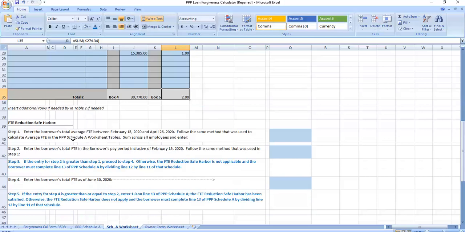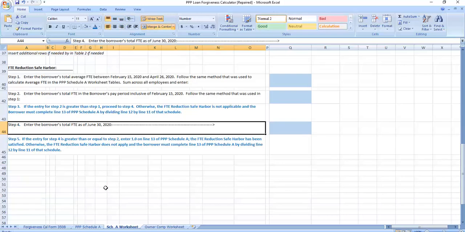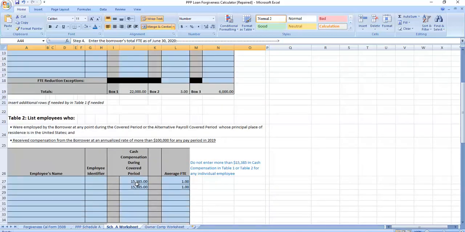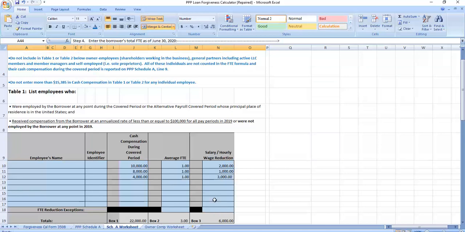Now here we are going to look at the safe harbor for FTEs. As I was mentioning, if you had the same employees as of June 30th, 2020 as in the covered period, then you would be considered exempt from the FTE reduction. The loan forgiveness would not be reduced based on the full-time employee reduction, because you did make good the full-time employees as of June 30th, 2020. That's how we come up with the reduction safe harbor for FTE, and we looked at the salary reduction.